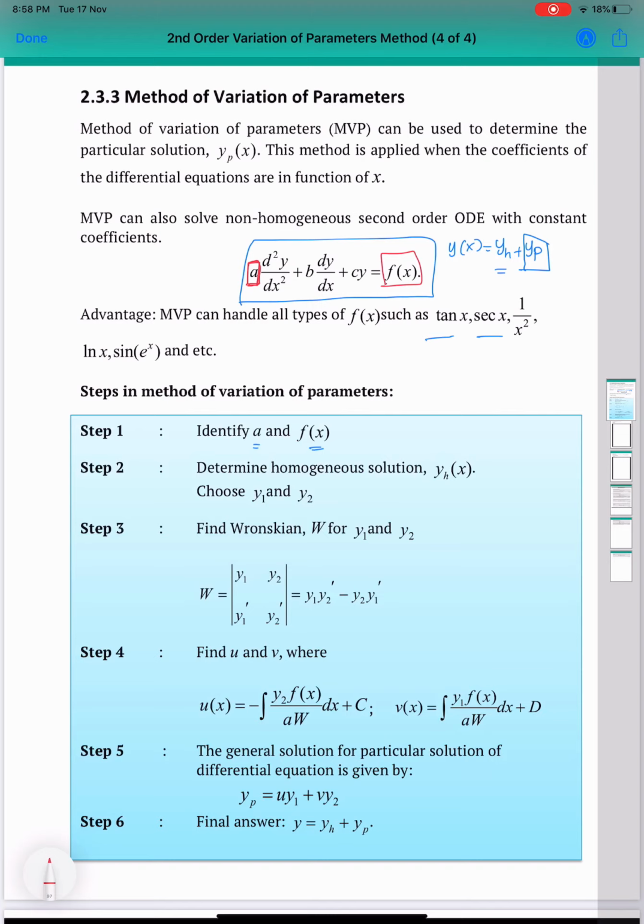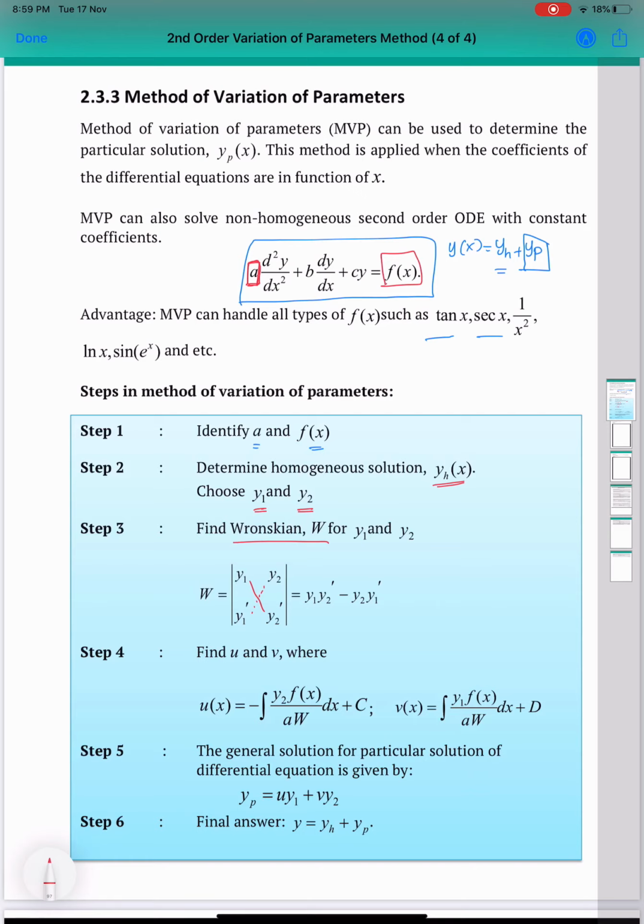Then determine the homogeneous solution. The homogeneous solution plays an important role, because you have to choose y1 and y2 from it. If your homogeneous solution is wrong, then you will get the wrong answer for your yp, because y1 and y2 will be used to find the Wronskian W. So what is the Wronskian? You multiply y1 with y2 prime, and then minus y1 prime times y2.